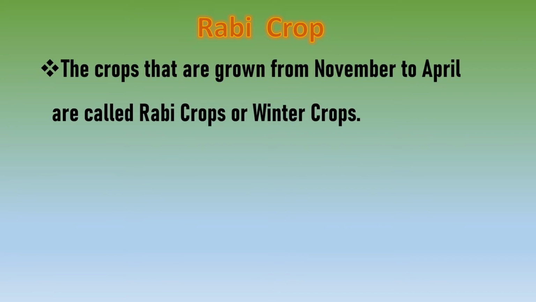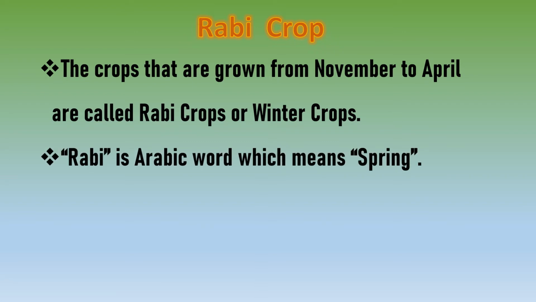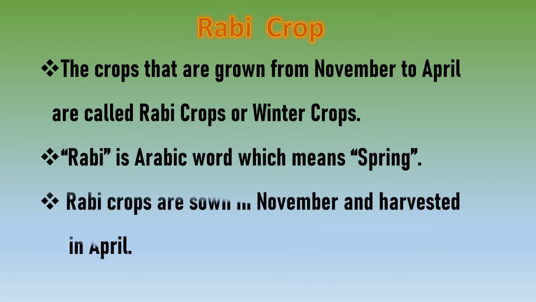Now let us study about Rabi crops, exactly opposite of Kharif crops. The crops that are grown from November to April are called Rabi crops or winter crops. Since it has the winter season, they are also called winter crops. Rabi is an Arabic word which means spring. Rabi crops are sown in November and harvested in April.